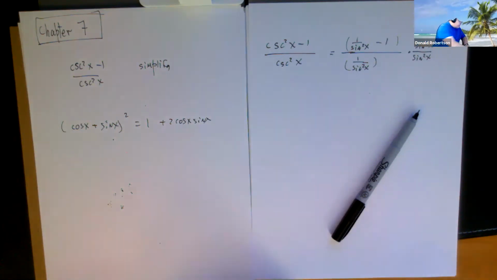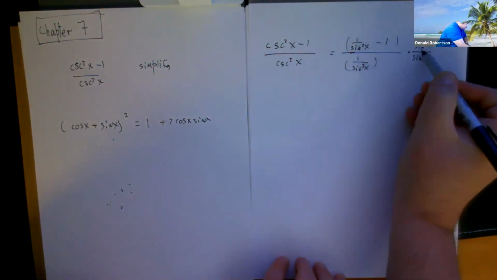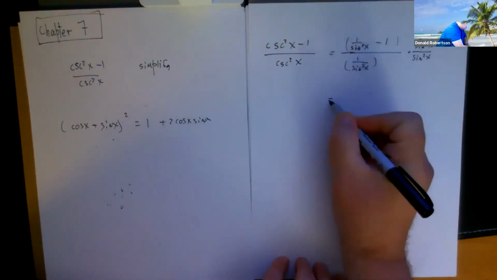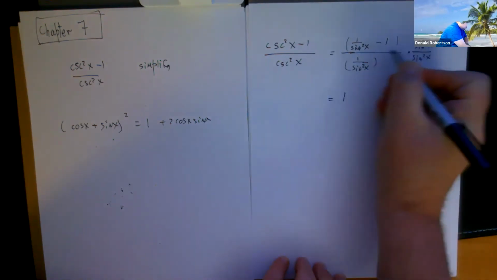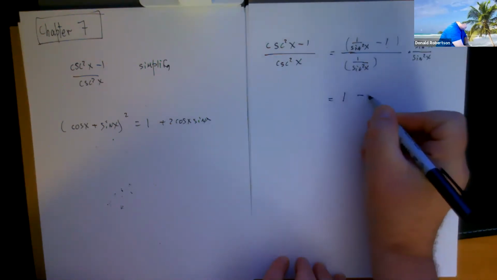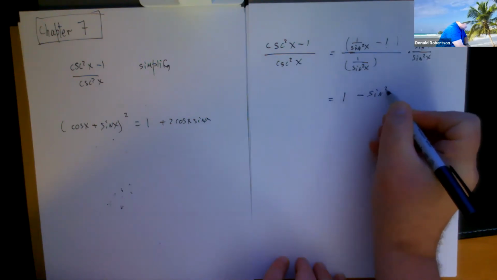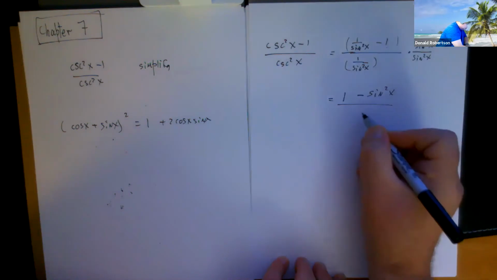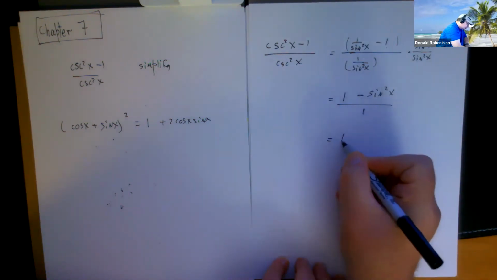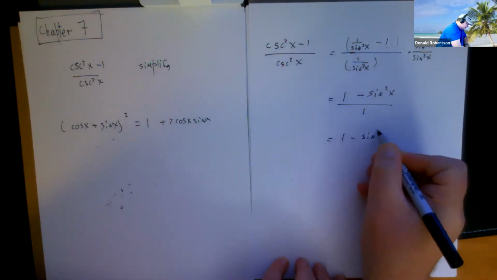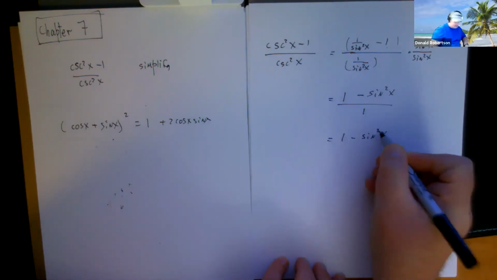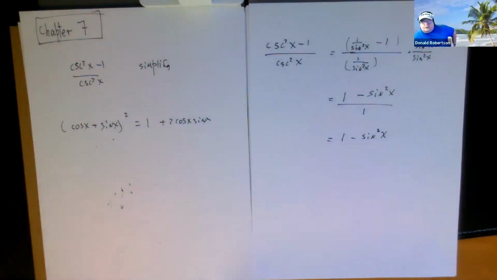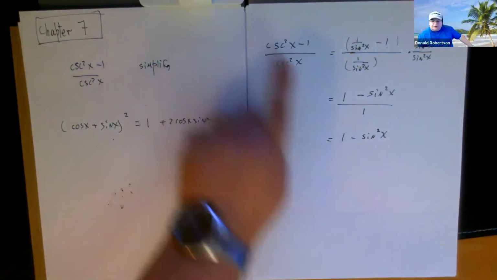What's the advantage of that? Well, let's see what happens. Sine squared times 1 over sine squared gets you 1. Sine squared times negative 1 gets you negative sine squared. And 1 over sine squared times sine squared gets you 1 again, which means you no longer have a fraction. And you should be really pleased with yourself because that has now turned into this.